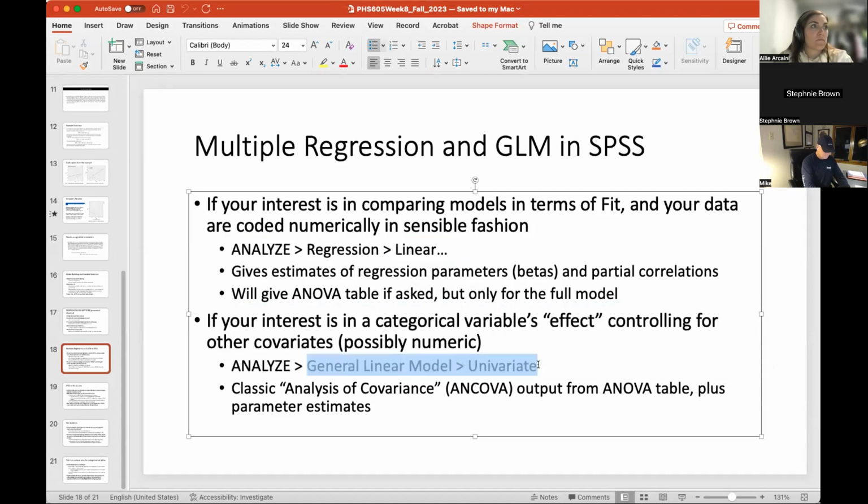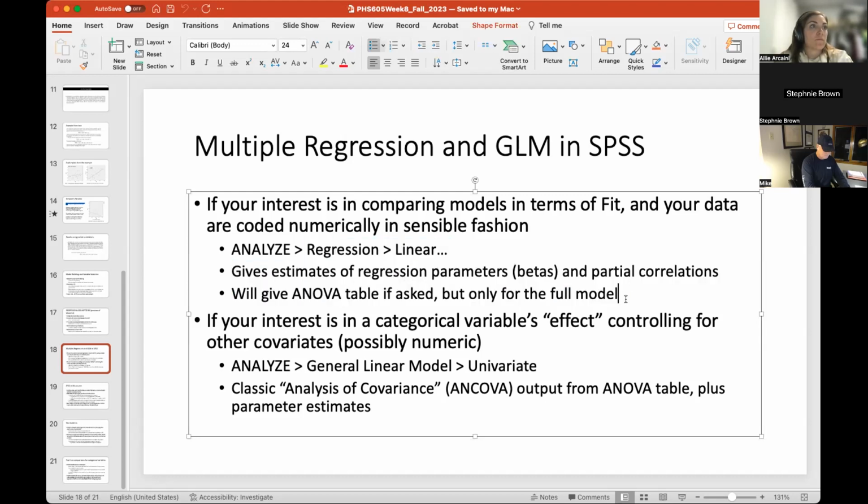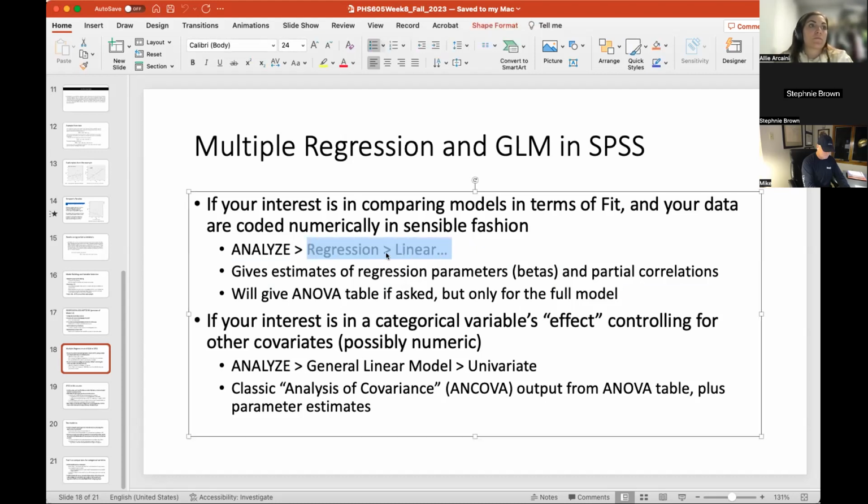We're going to continue to use general linear model univariate. I think it's important to mention that SPSS has another menu that says regression linear, and it does exactly the same thing. The annoying part about it, because this is something we're going to deal with next week, when I show you a little bit about how SPSS can do model comparison, is that you have to code all your variables manually.